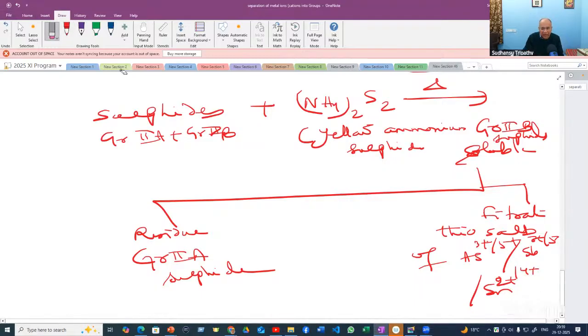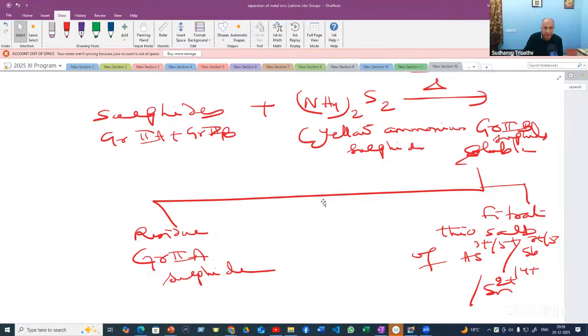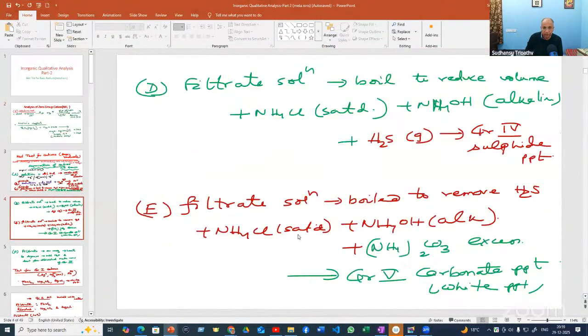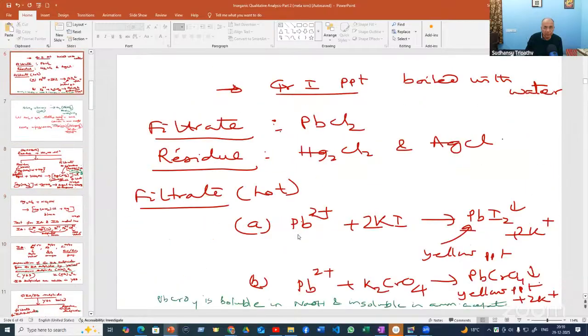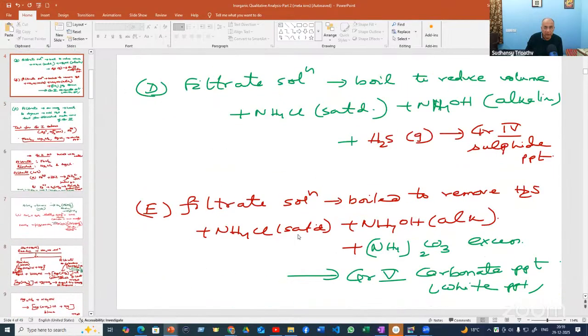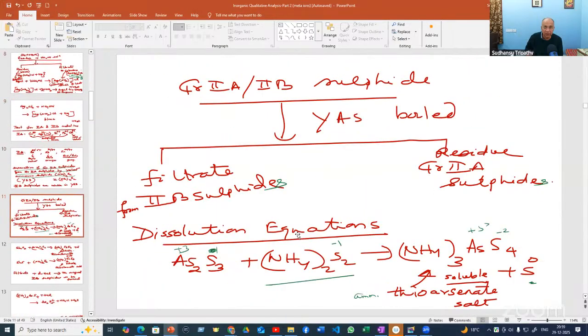Now, I will not write the details. I will show you. Have you written down, Mr. Rudra? Yes, sir. Now, I'll just show you before I leave. Here, yellow ammonium sulfide, I have written. Yellow ammonium sulfide: filtrate is 2B, residue 2A.